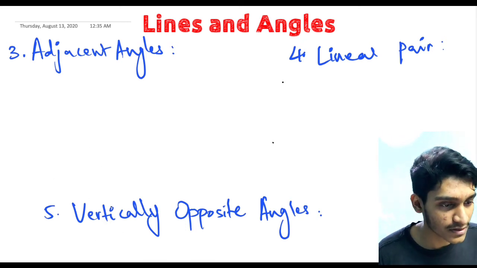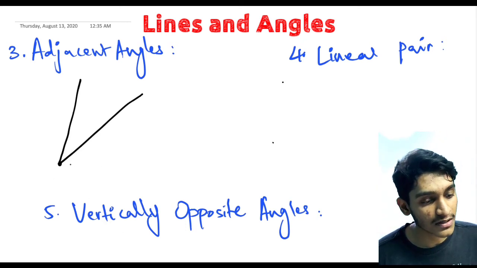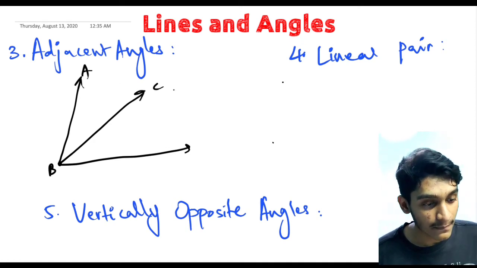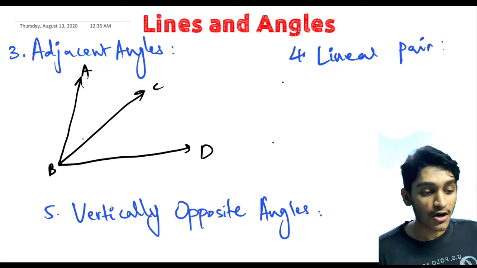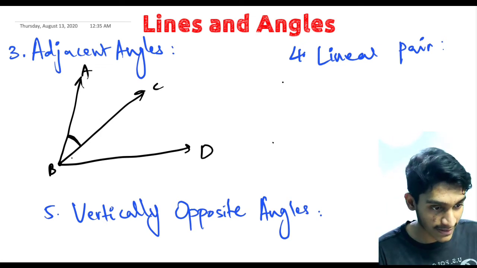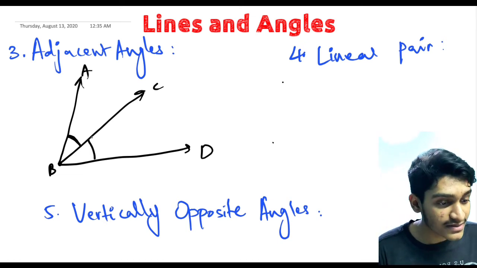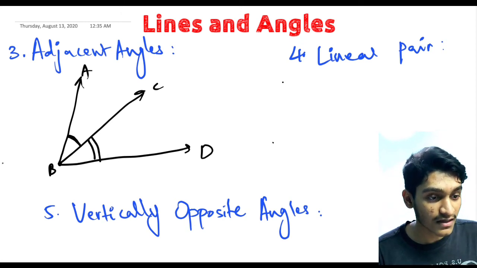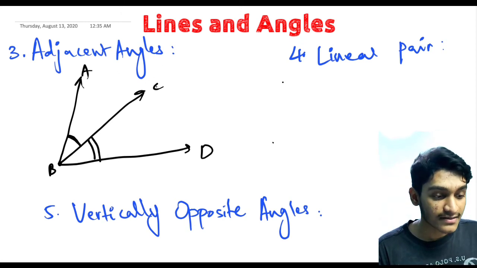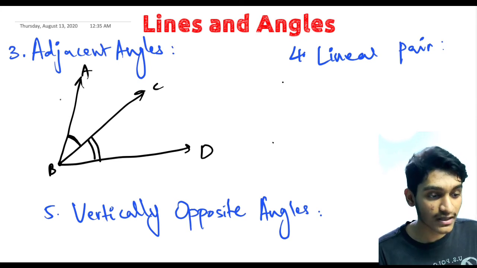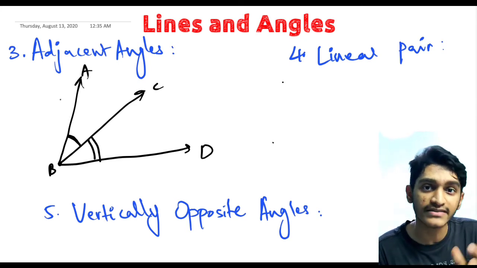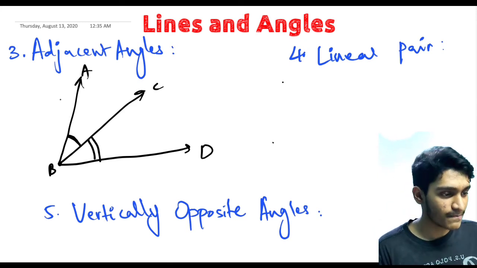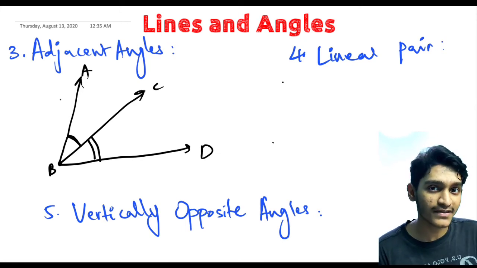Let me give you an example. Suppose I take this angle over here and this angle over here, and let me name those points A, B, C, D. Now angle ABC, which is something like this, and angle CBD, this angle over here, both are called adjacent angles because they are nearer to each other. So ABC and CBD are closer to each other, hence they are called adjacent angles. Any angles that are closer to each other are called adjacent angles. Adjacent means closer to each other.